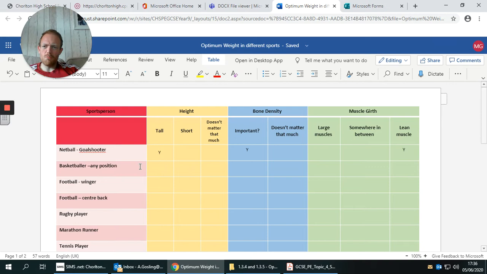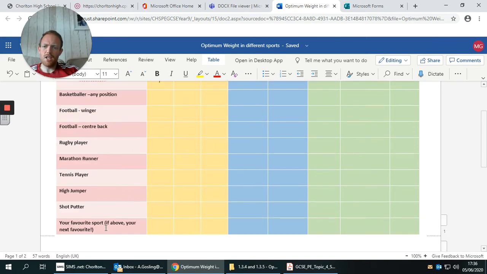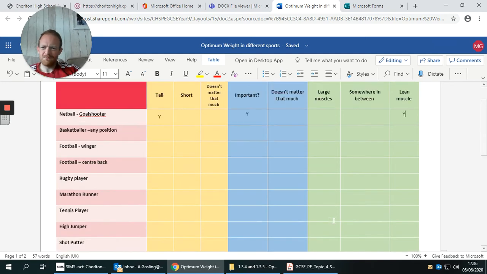So there's some more there. At the bottom, I've given you a chance to do it for your favourite sport. If your favourite sport's already been done, choose your next favourite and just fill it in as well. This will take you, I don't know, 5 minutes. Okay. And then please press submit.